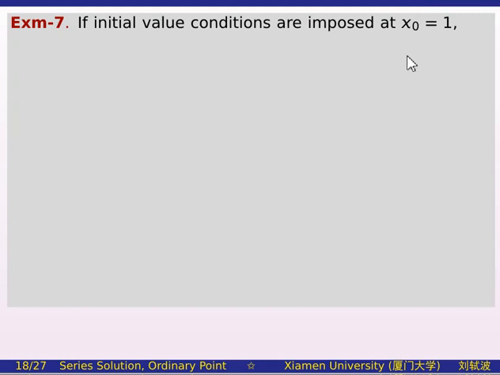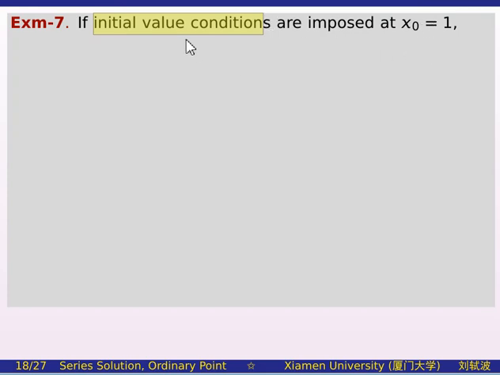So we discussed the Airy equation, and we assumed that the power series solution is y equal to the sum of a_n x^n, which means that we are looking for a power series solution about x equal to 0. But assuming that the solution is about x0 equal to 0 is good for initial value conditions imposed at x0 equal to 0.